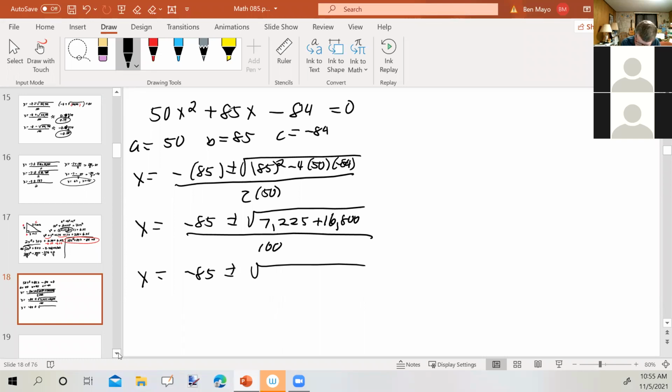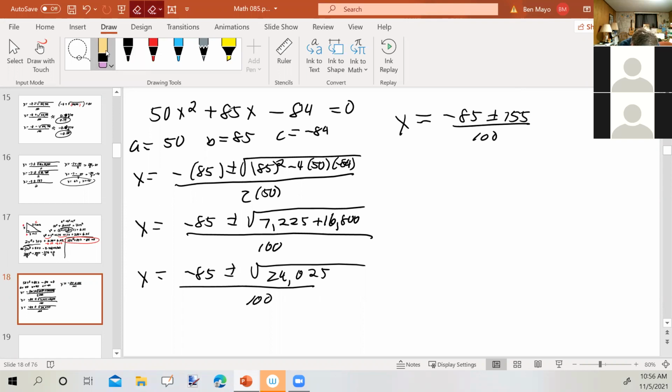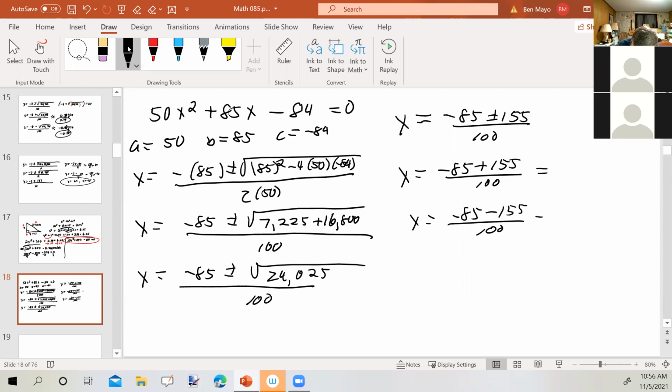225 is 24,025 all over 100. Now, let's see if 24,025 is a perfect square. Yes, it's 155 all over 100. So x is negative 85 plus 155 divided by 100, or negative 85 minus 155 divided by 100.